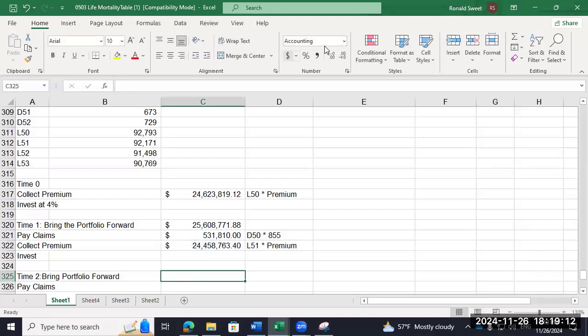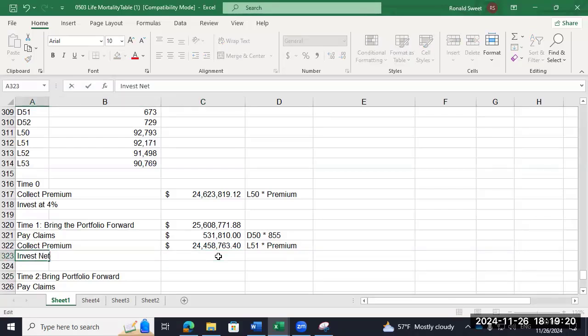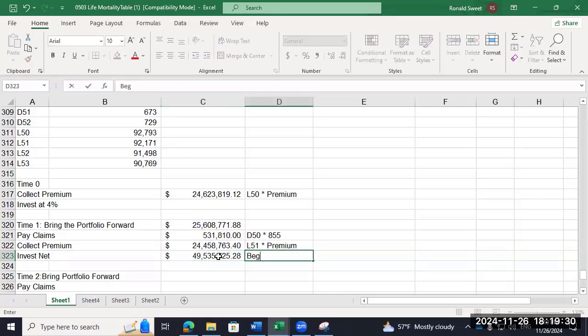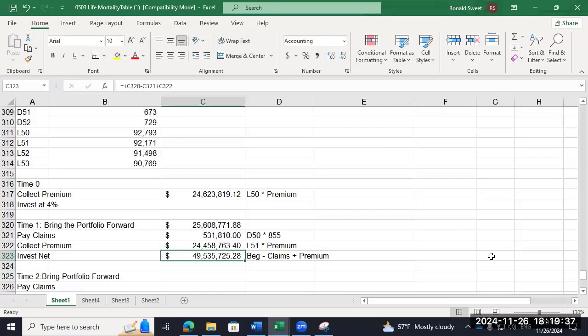Well, one thing I forgot to do here, you need to show the net. So the net is you started with this amount, you paid out that much, and you added that much. So it's beginning minus claims plus the premium. That's going to be your ending balance. This ending balance is going to get really, really large because you're going to pay out a whole lot at the end because you're going to pay it out all to the L53s. So don't worry that you're getting a massive number because that makes sense. That's the portfolio you're going to bring forward.